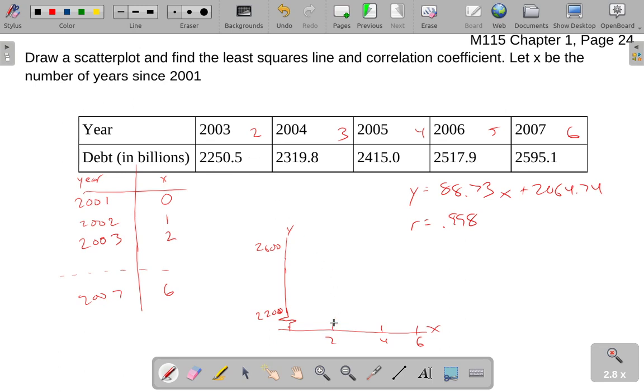So let's see, we have 2250. Actually, let me get a little bit more accurate here. This is 2200, this is 23, 24, 25. All right, so 2250 would be about there. Here we have 2319, which is going to be up here. Oops. And I'll be back when I finish plotting those.